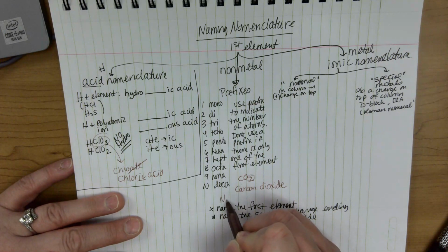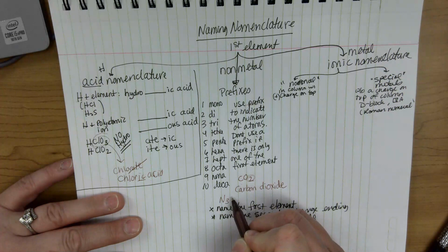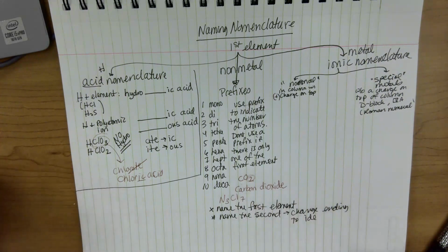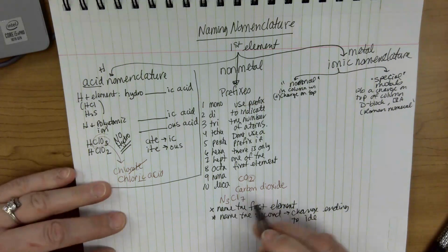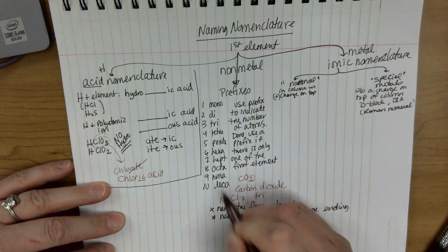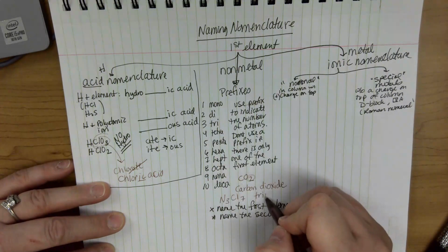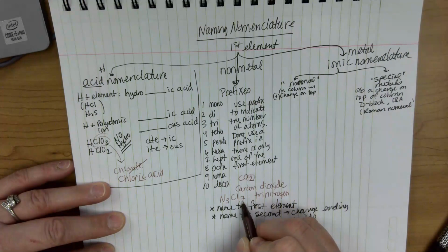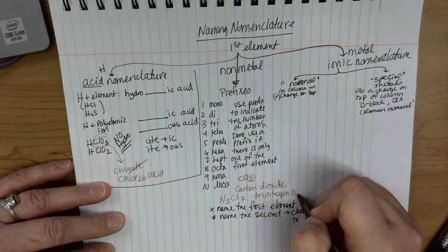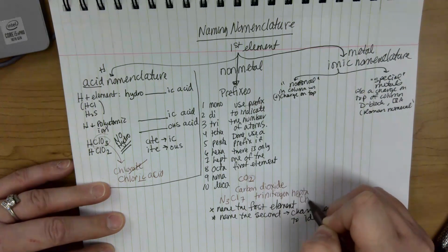Or maybe we have N3Cl7. We use a prefix now because there's more than one. So this would be tri, right? 3 is tri. That's nitrogen, so you just name it. Don't change it. Trinitrogen. 7 is hepta. So this is going to be heptachloride.